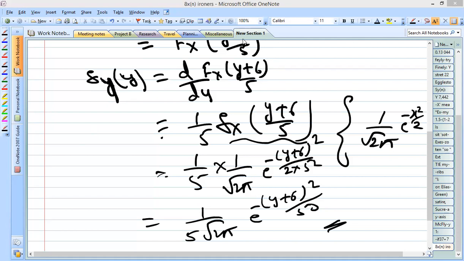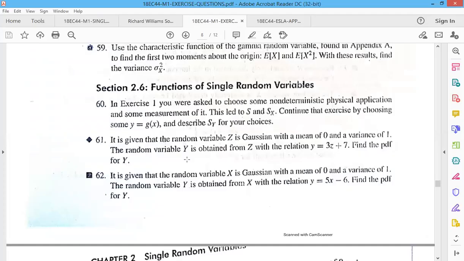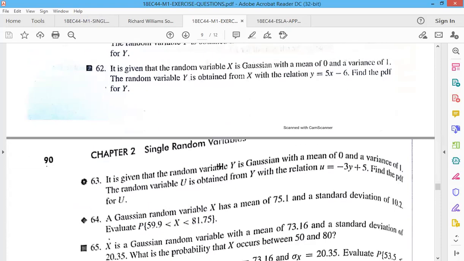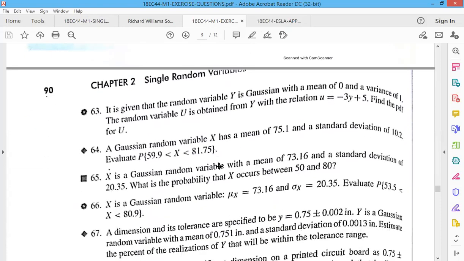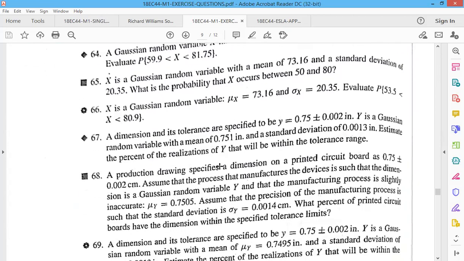Yes, the next problem is Kona. Yes, we'll take up the next problem. Okay, so the 61st and 62nd have been solved. 63 and 64: 63 is similar to 61 and 62, and the 64th problem we have solved in the previous class. So we'll take up the 65th problem.